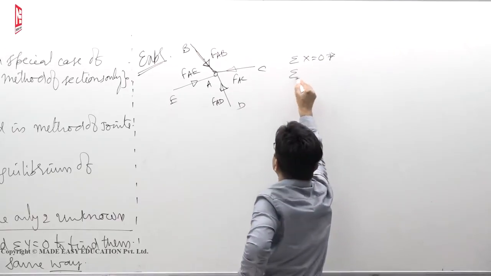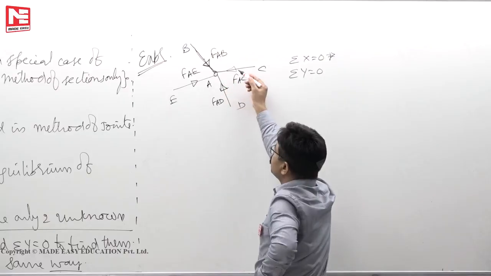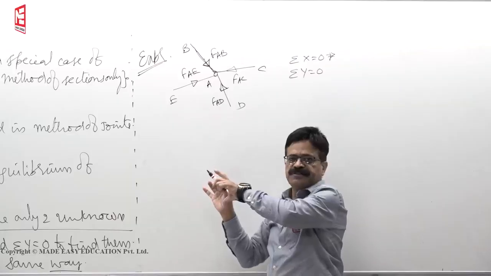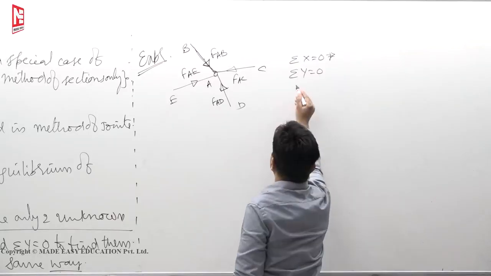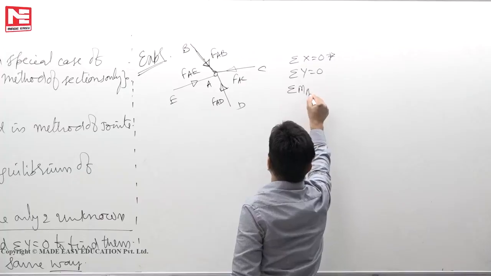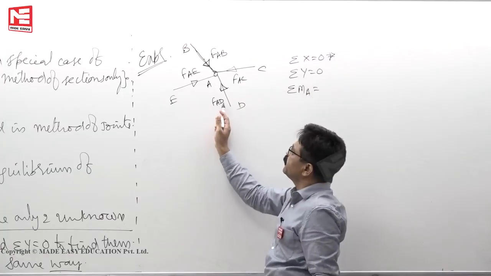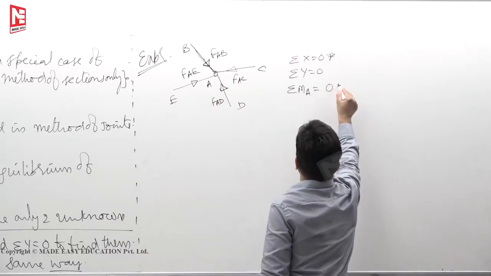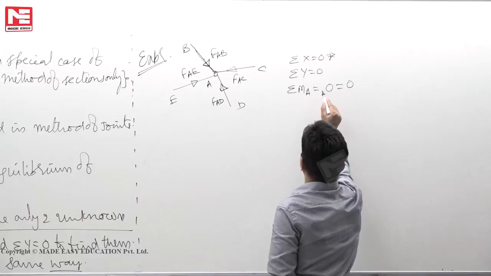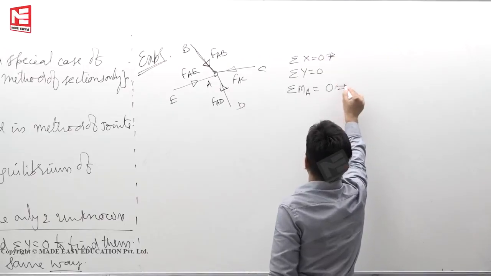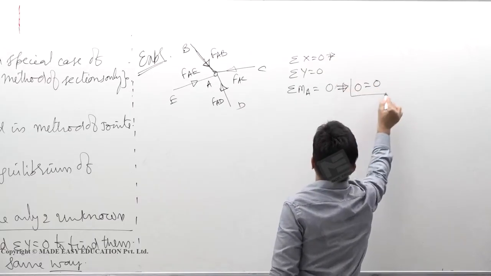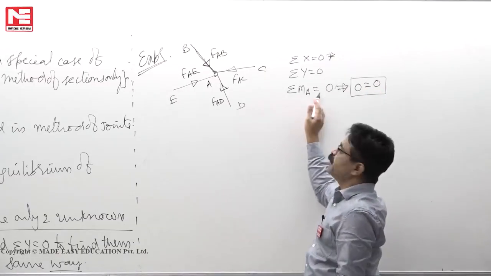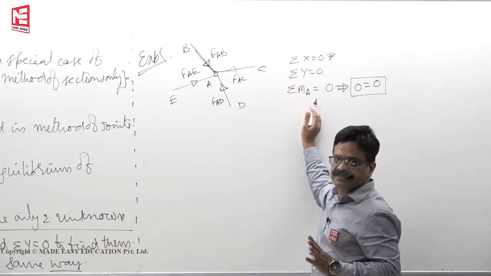Then sigma y is equal to 0, I can take it. Y components of all forces, minus FAC sin theta plus FAD sin theta, all such y components of forces must be 0. Then if I take moments of all forces about A, what will I get? FAD will give 0 moment, this will give 0 moment, all will give 0 moment. So you will get 0 is equal to 0. If you write sigma MA is equal to 0, what you will get is 0 is equal to 0. With 0 is equal to 0, what can you find? So this sigma MA is equal to 0 becomes a useless equation.